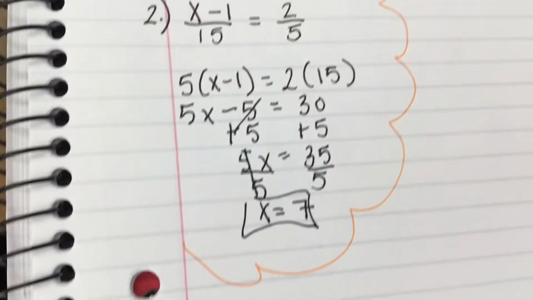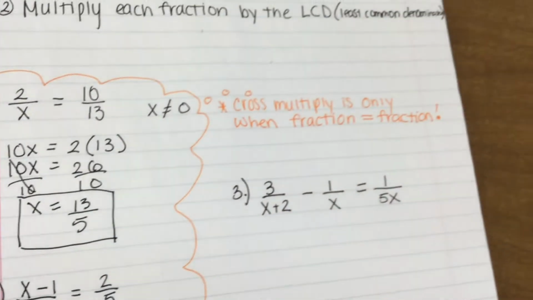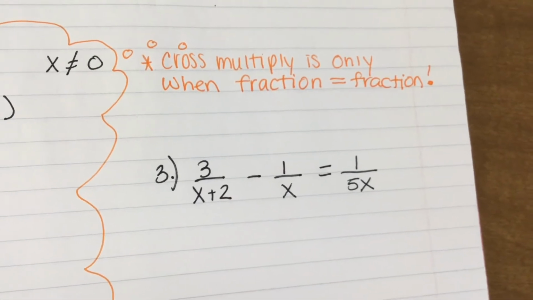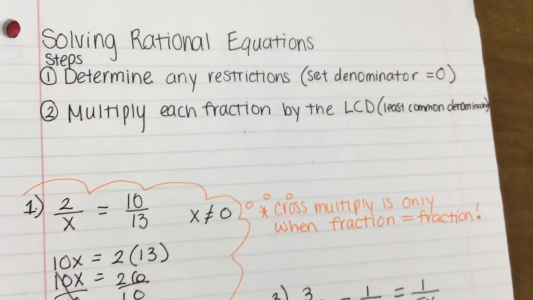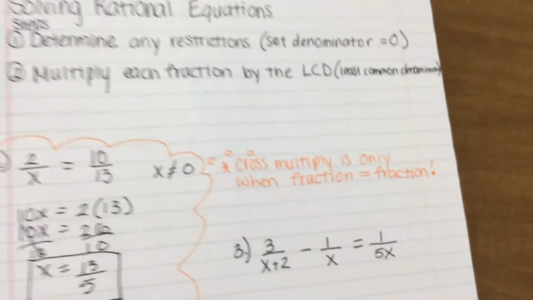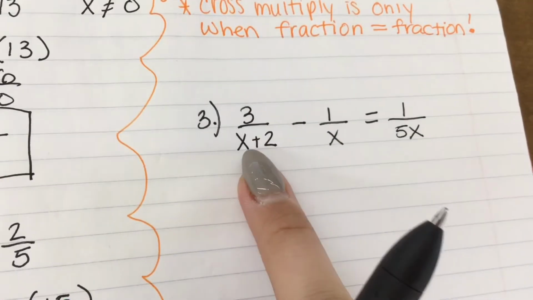We're going to look at another example where you don't have a fraction equals a fraction. You have some other stuff going on. You have a fraction minus a fraction equals a fraction. So we need to find the least common denominator. Before we do that, we need to find the restrictions.